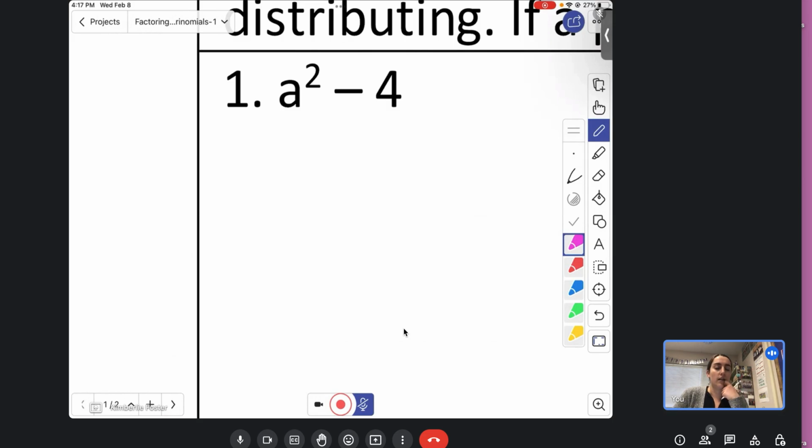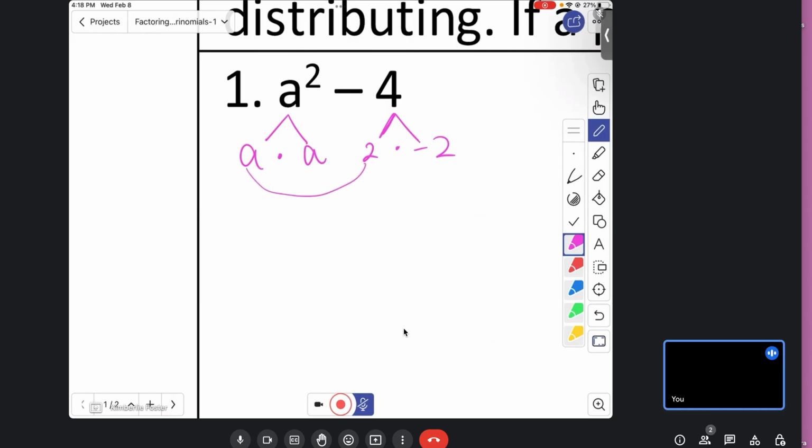just a squared and negative 4. The second thing I'm looking for is that it's a difference or subtraction, okay, which this one is. I like to think of this as a squared breaks up into a times a, right? A times a is a squared. Negative 4 breaks up into, put a little dot there, 2 and negative 2.